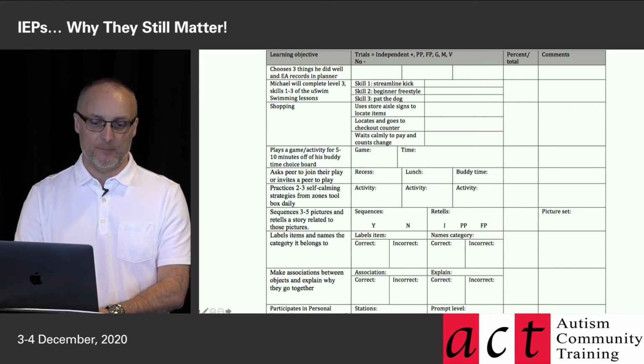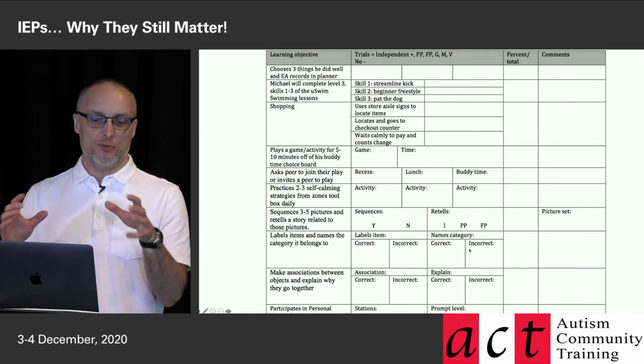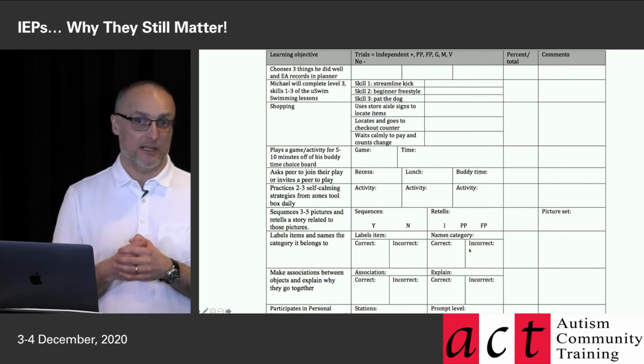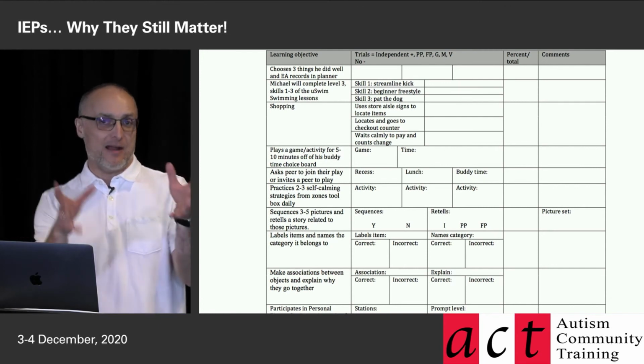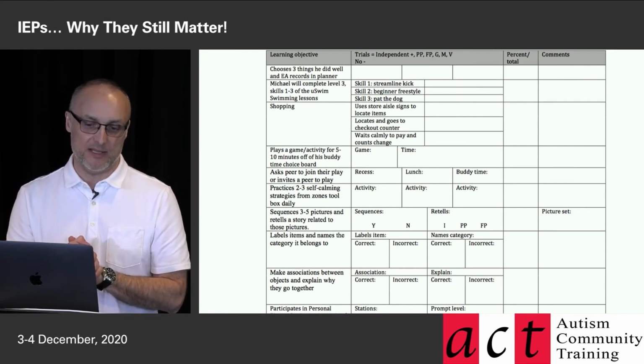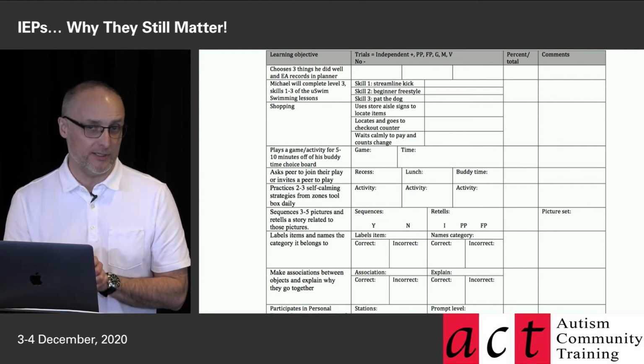Right? If I look down here, he will label items and name the category it belongs to. So there's corrects and incorrects. There's the label item, there's the naming category, and you would have to know his program for this data sheet to really make sense to you, right? It's hard to explain this to you unless you have his IEP and the programming, the strategies for his particular IEP. But you can see there's a lot going on here.